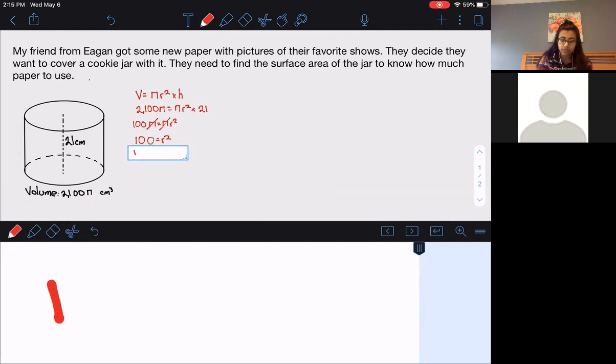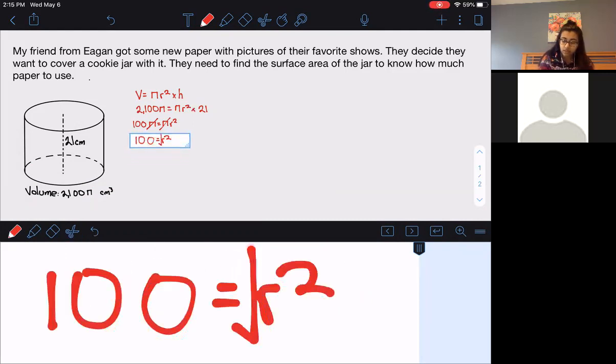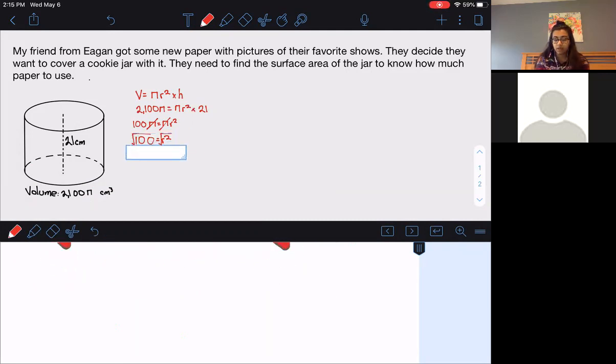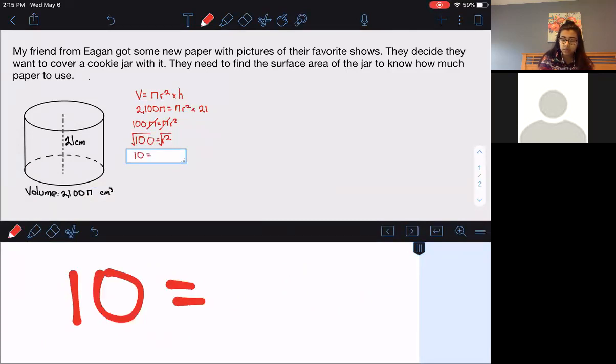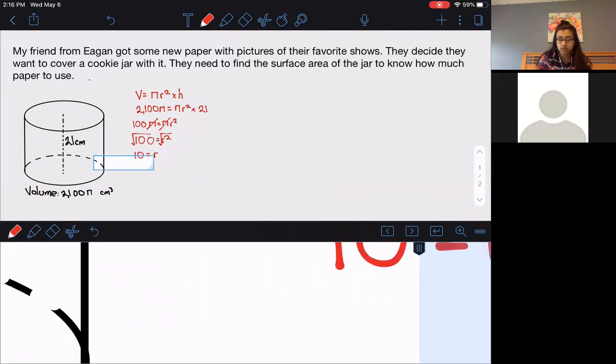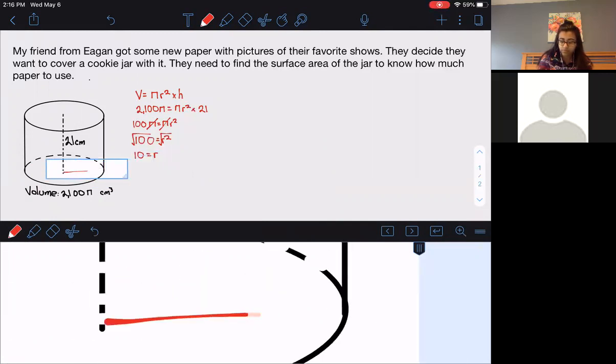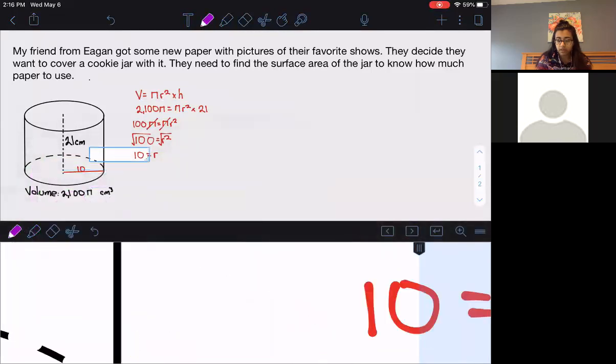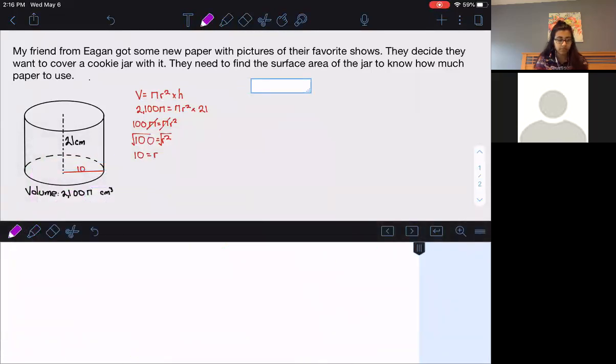If we take the square root of both sides, because if you want to undo something that's squared, you take the square root. Same goes vice versa: if you want to undo a square root, you can square it. So the square root of 100 is 10, which equals the radius. So now we know this number is 10. Now we need to use our formula to find the surface area.